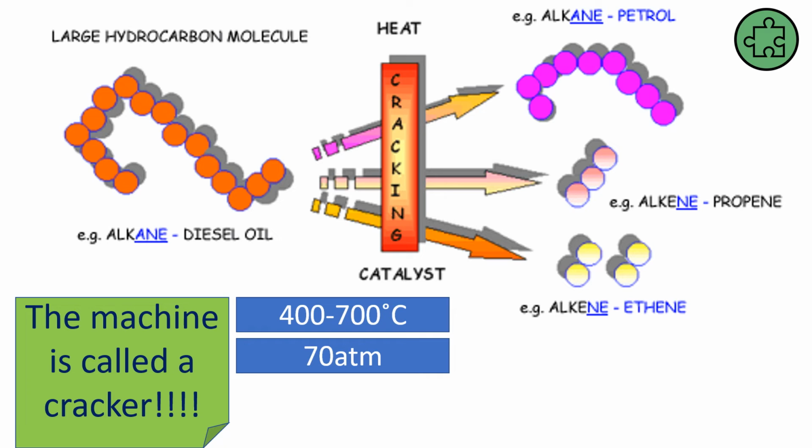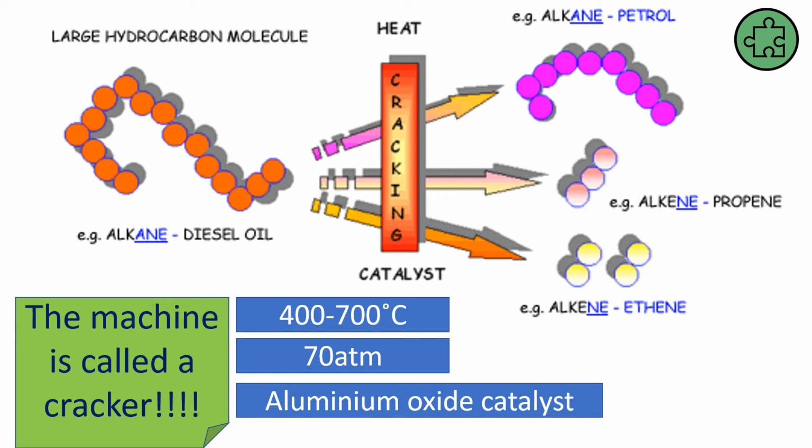We're going to use a relatively low pressure, so about 70 atmospheres. It's a moderate pressure. So ATM is atmospheres and that's the pressure. So we're going to apply a bit more pressure. We know that speeds up a chemical reaction. And we're going to use a catalyst to speed up the reaction as well. We're going to use aluminium oxide.